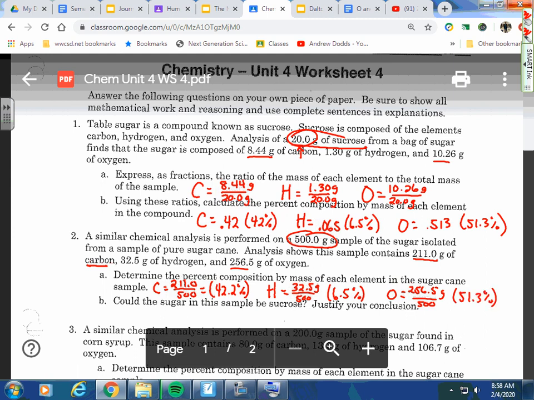So B, could the sugar in this sample be sucrose? What do you think? So from the sugar cane, could this be sucrose?